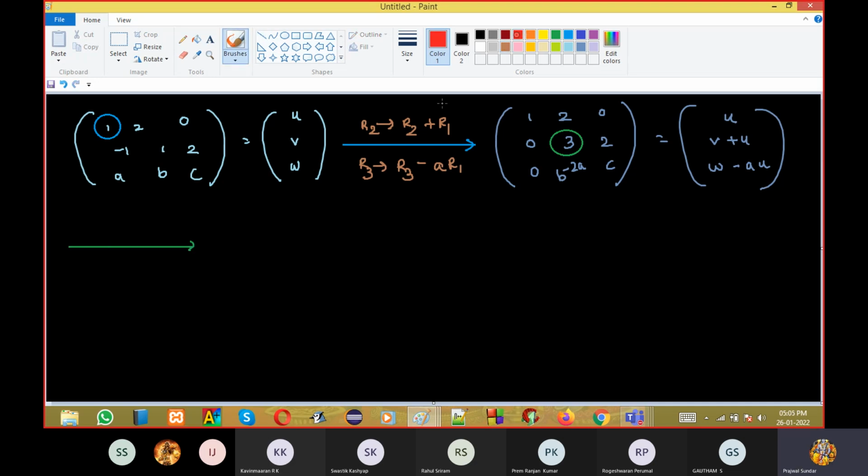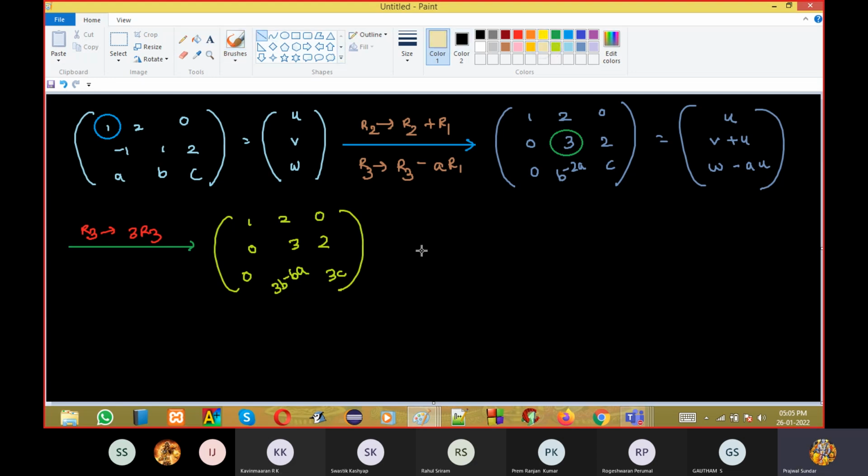I'll just do row 3 implies 3 times row 3. I'll just multiply it by 3. So if I'm multiplying, what will happen? 1, 2, 0, 0, 3, 2, 0, 3b minus 6a, 3c.